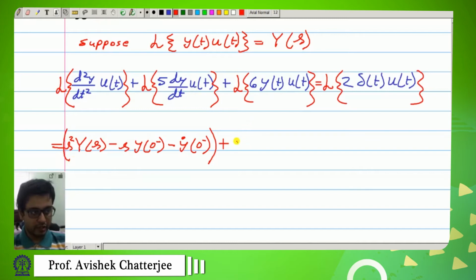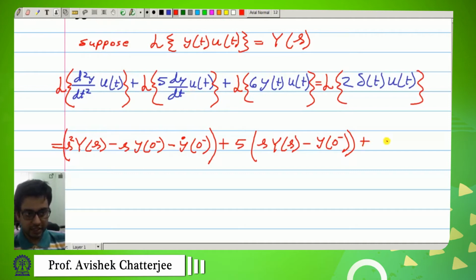This one will be 5, then s into capital Y s and minus small y at 0 minus. Okay, then this third term is 6 into capital Y s, and the right side is equal to 2 times Laplace transform of delta t, which is 1.